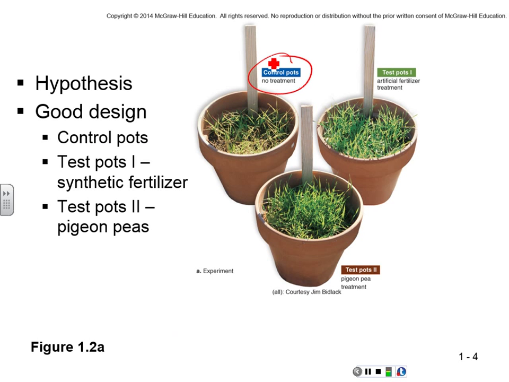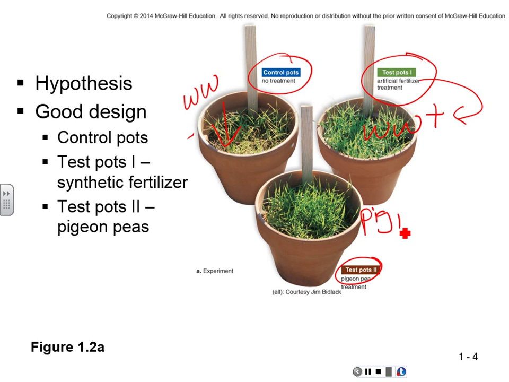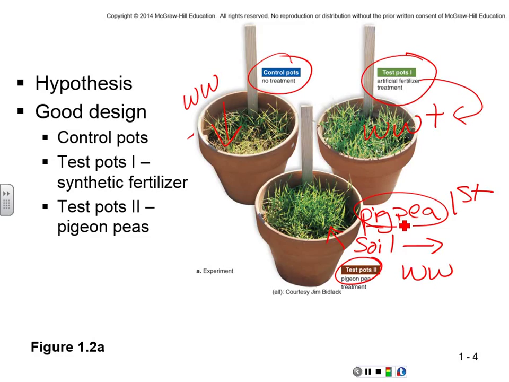Here's a control pot. So this one is just winter wheat. That's all that's being grown in this pot. This is test pot 1, it's winter wheat, plus we added the fertilizer. This is test pot 2. This one we grew pigeon pea first. We used the same soil, and then we grew winter wheat. So they're saying that there must be something that's being left behind in the soil by the pigeon pea plant in order to make the winter wheat plant grow.